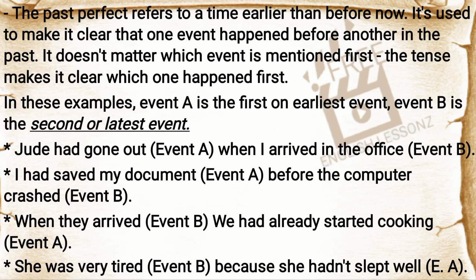Jude had gone out, event A, when I arrived in the office, event B. I had saved my document, event A, before the computer crashed, event B. When they arrived, event B, we had already started cooking, event A. She was very tired, event B, because she hadn't slept well, event A.